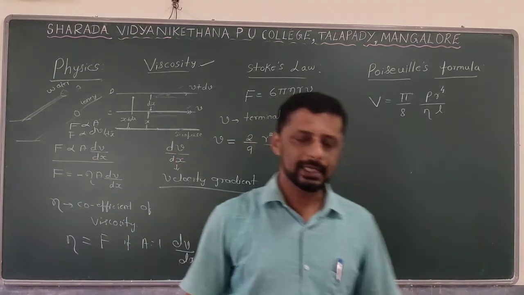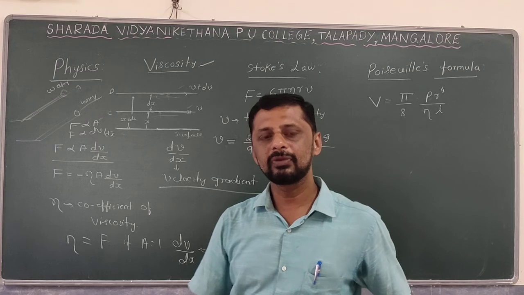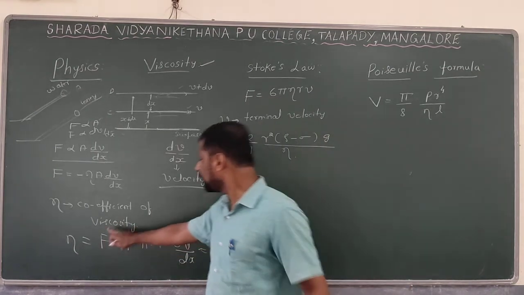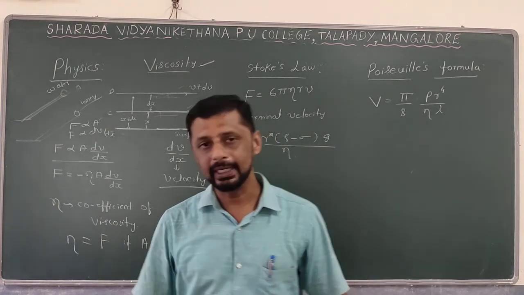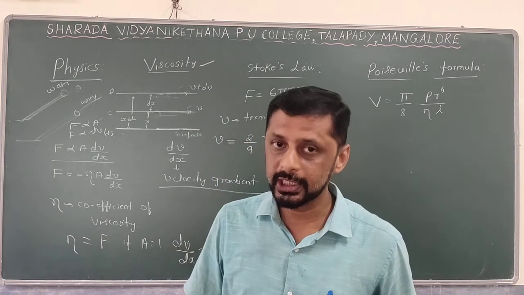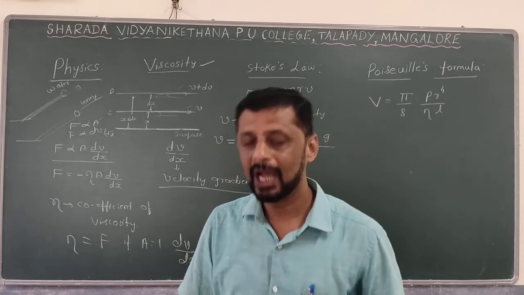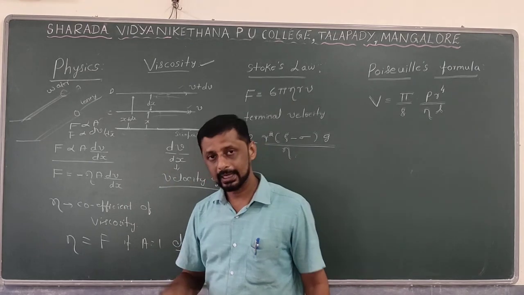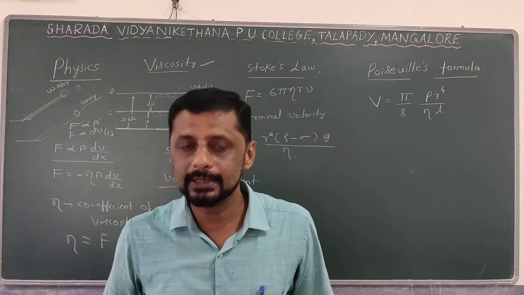So what does it actually indicate? Viscosity indicates the resistance acting between two adjacent layers of the liquid, while the coefficient of viscosity indicates the degree or extent to which the fluid opposes its motion. I will repeat once again. Viscosity is nothing but the resistance between two adjacent layers of the liquid.